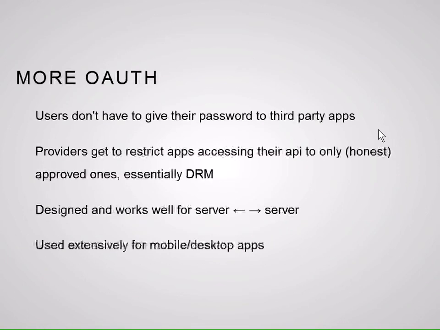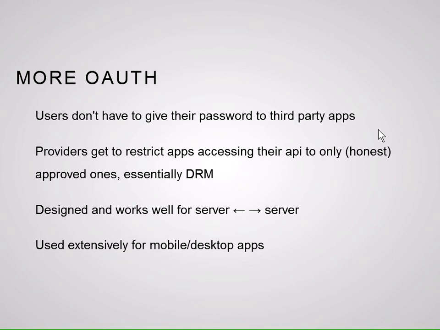Essentially, the server gives me something private, and the client says, okay, with that private thing, let's do things on my behalf, and you can mesh them up, and it does a little bit of crypto to make sure it's good. So it allows users not to give their password to third-party apps. So that's a good thing, right? But it also allows providers to kind of restrict the apps that are accessing their API.